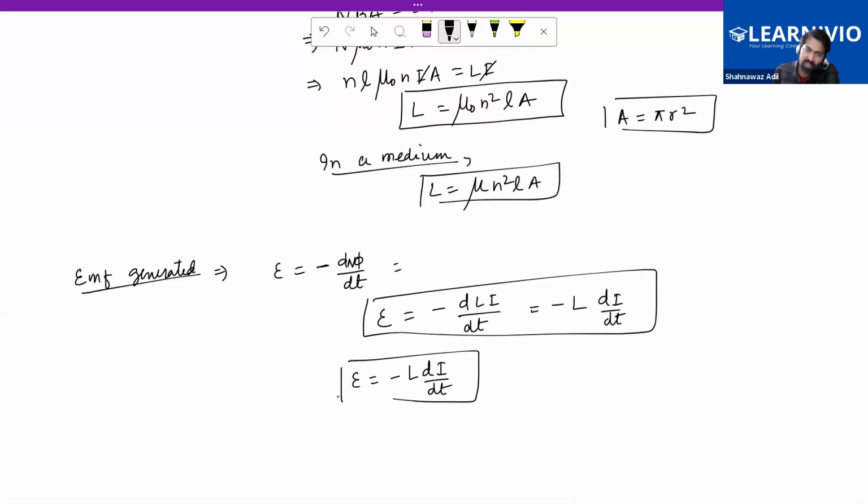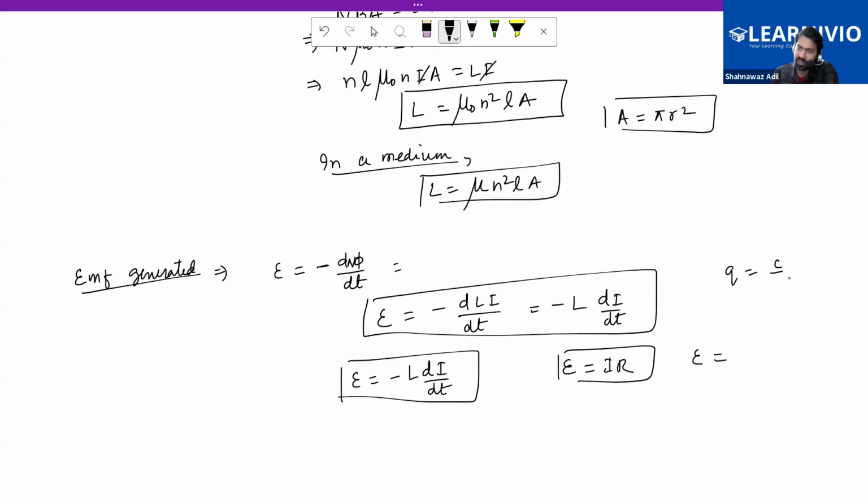Do you know what the EMF generated in a resistor is? This is simply I R. Do you know what the EMF generated in a capacitor is? So how much is that?